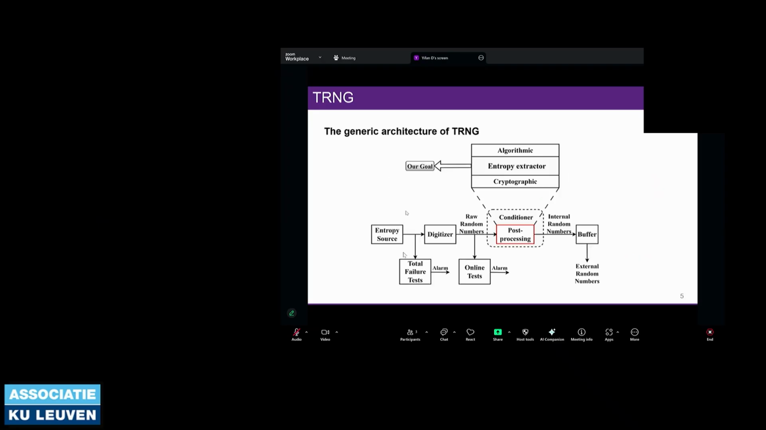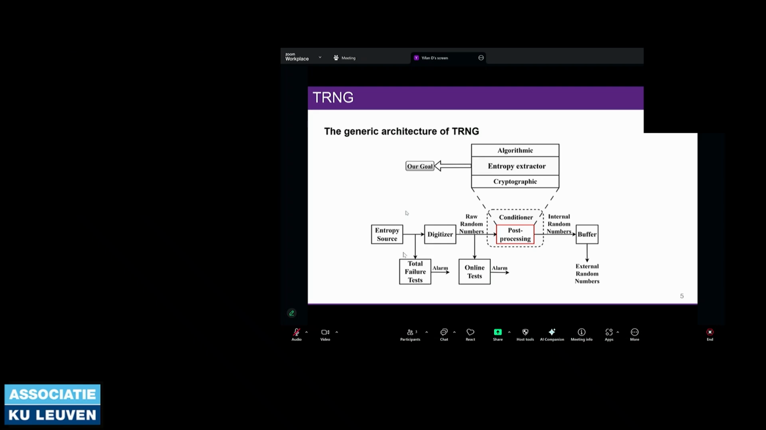This is the generic architecture of TRNG, which is composed of entropy source, digitizer, post-processing, and other test modules. The digital noise source generates the raw random numbers, but with some statistical defects. Most current entropy sources cannot generate ideal random bits directly without post-processing. The post-processing module, also called conditioner by NIST, is a function that extracts randomness from raw random numbers. A functional and efficient post-processing module is crucial in a TRNG.